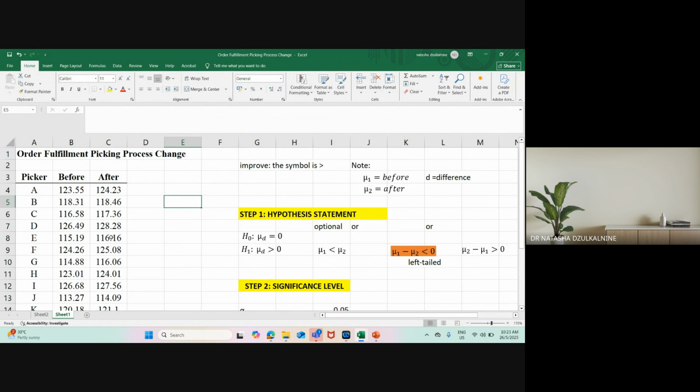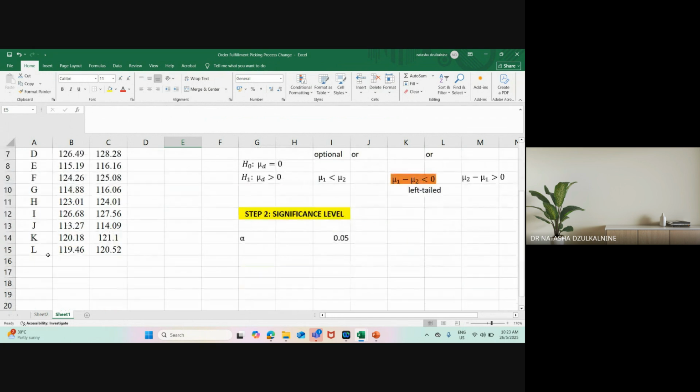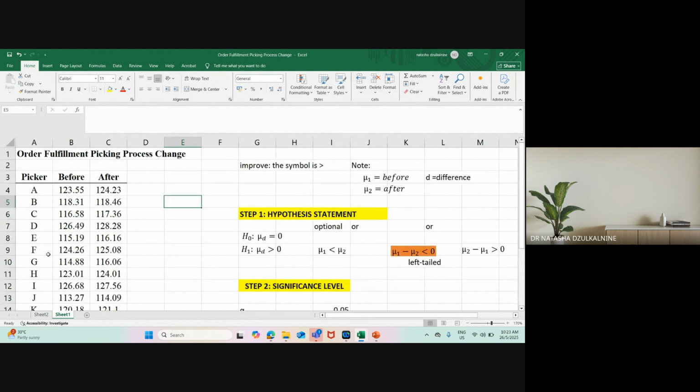Does the new picking process improve the picking rate of the pickers? So this manager would like to know whether the new picking process can improve the picking rate of the pickers. You will have 13 data points, before and after. That's why it becomes the paired sample t-test, because the data are dependent, meaning that you have the data before and after.